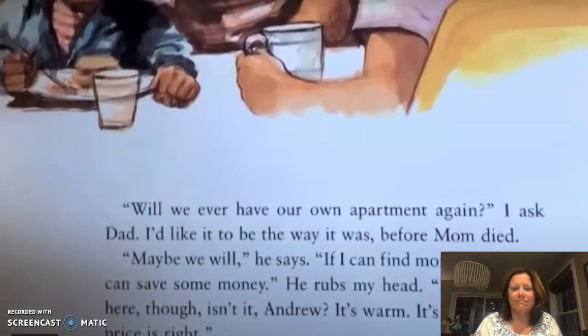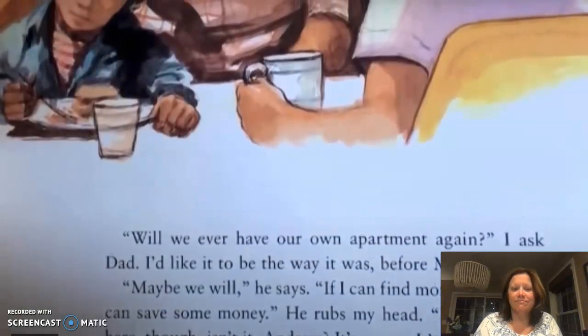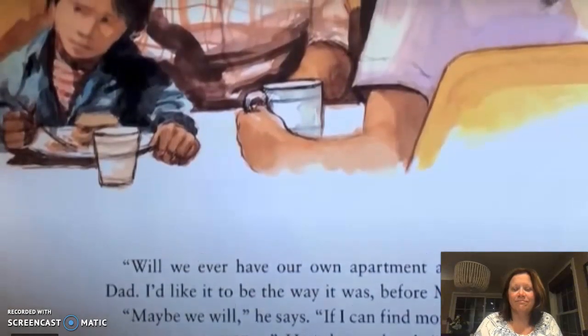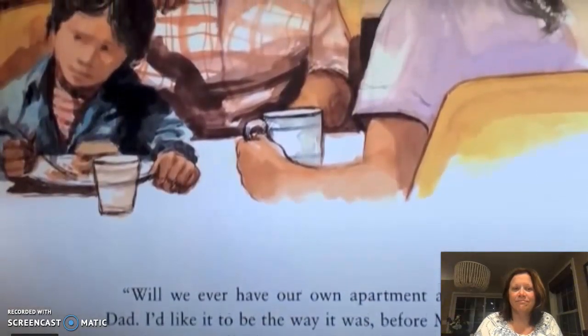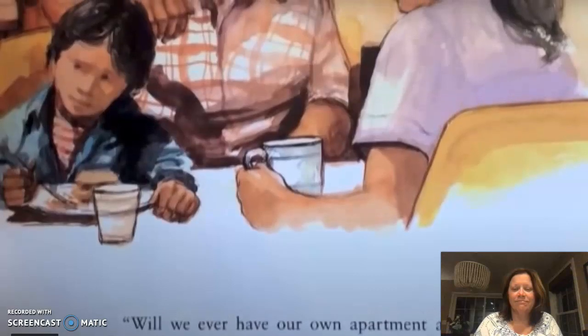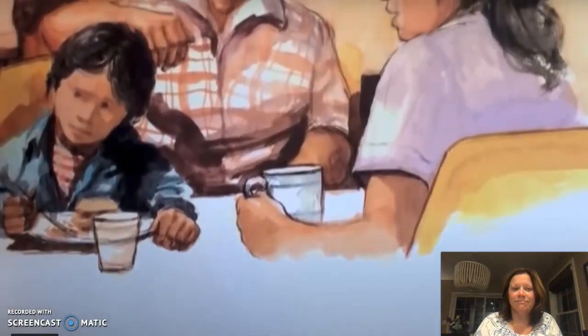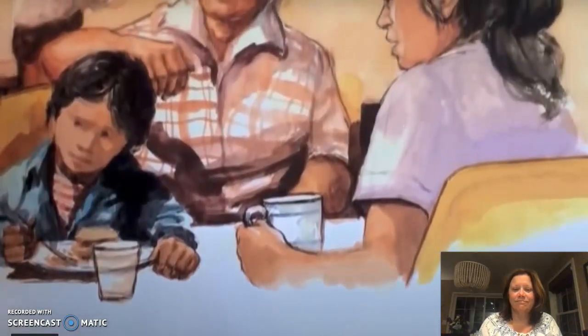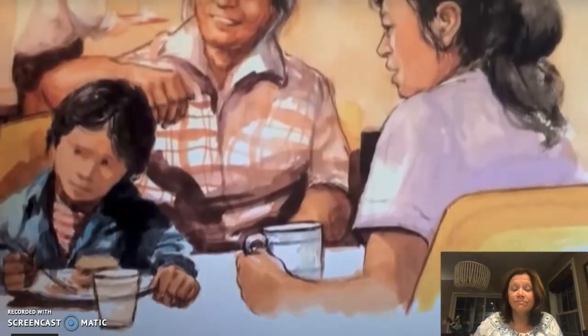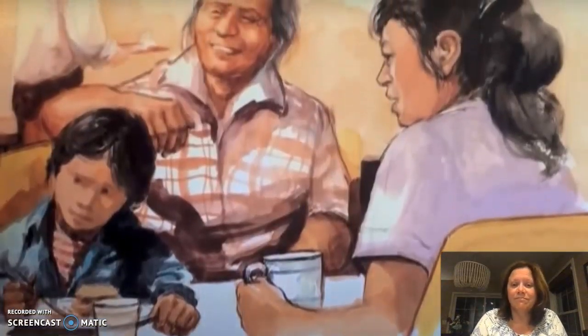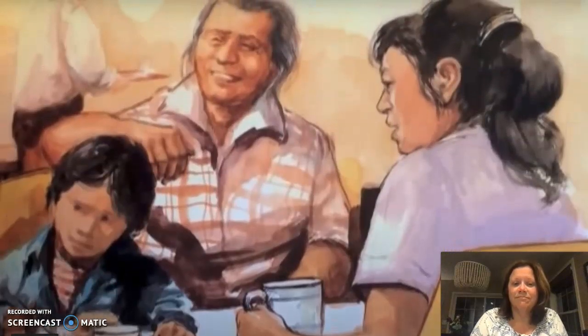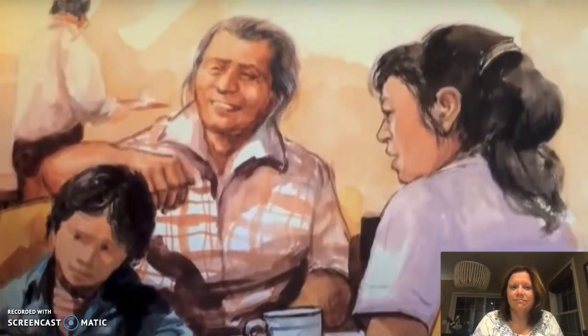Will we ever have our own apartment again? I asked Dad. I'd like it to be the way it was before Mom died. "Maybe we will," he says. "If I can find more work. If we can save some money." He rubs my head. "It's nice right here, though, isn't it, Andrew? It's warm, it's safe, and the price is right."